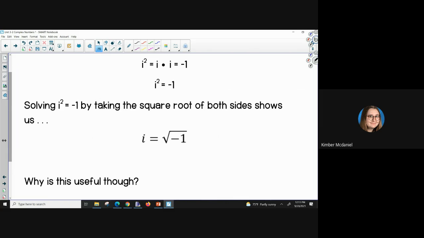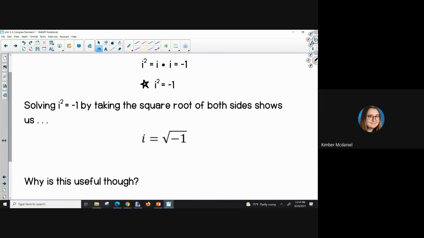Now, if you're wondering where that comes from, this is one of the key facts that I told you in that third slide: i squared equals -1. That's a key fact that we need to know for the EOC and for this lesson. It's specifically part of our standards for today. Working backwards from i squared equals -1, we can solve for i by taking the square root of both sides. That shows us that i equals the square root of -1.